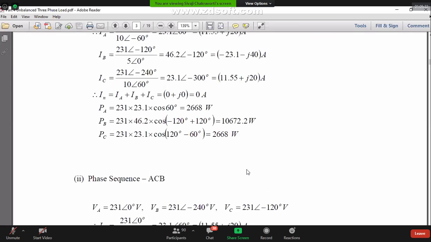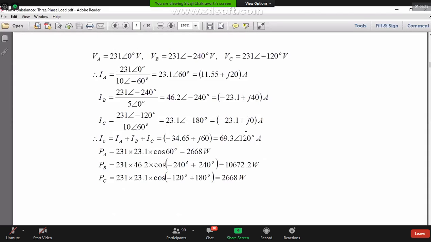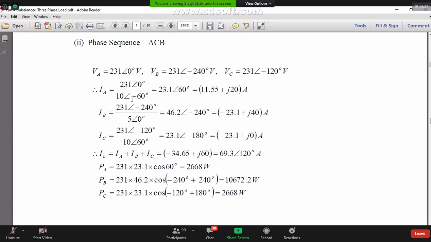What happens if it is a delta connected system? Here, I write the three voltages, then phase voltage by phase current. By the way, sorry, not delta connected system, it is ACB phase sequence. I am sorry. The phase sequence is now ACB. This is ABC. So look at the voltages.